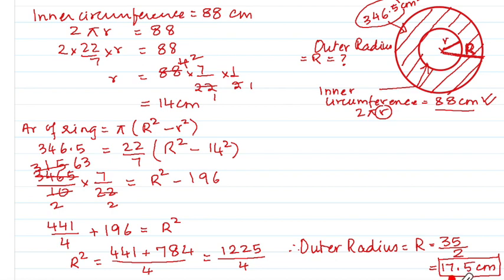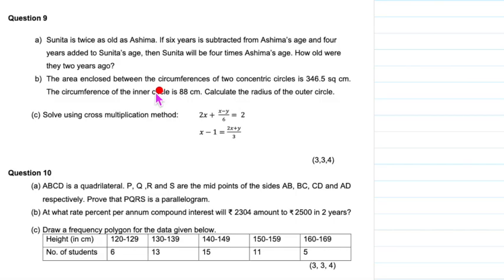If you want to know how I got this square root, check out the link which I'm going to post somewhere here, and you will know the way to find the square root of this number, because the number is ending in 25, square root ends in 5. Okay, so this finishes question 9b.